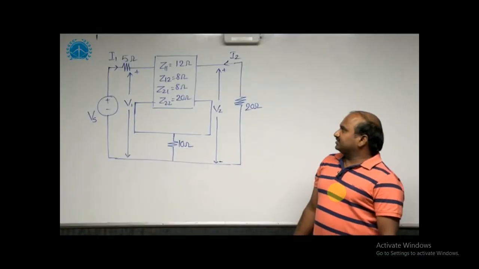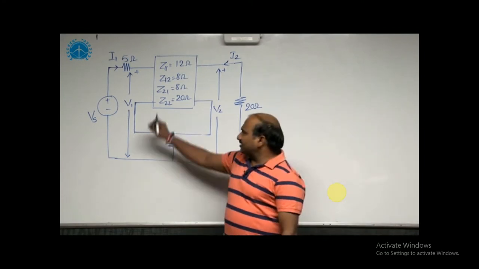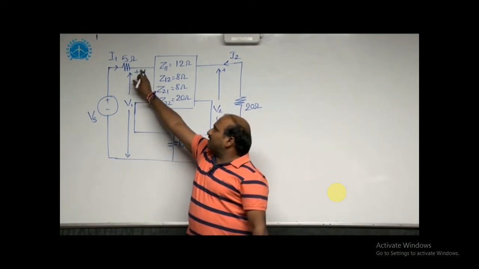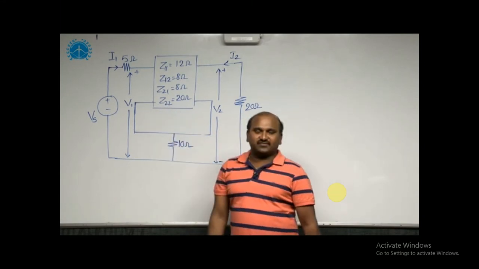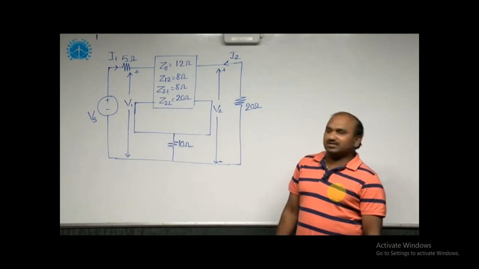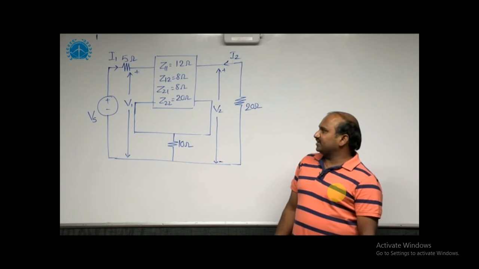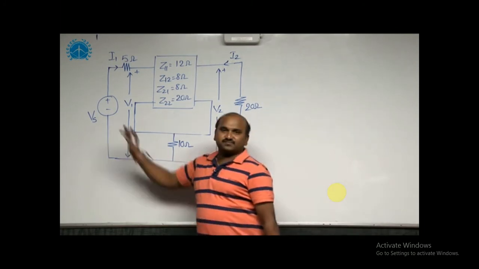But in this example, two networks are connected in series, since the input port current in the first network is the same as the input port current of the second network. That's why these two networks are connected in series. We need to estimate the value of V2 by Vs.